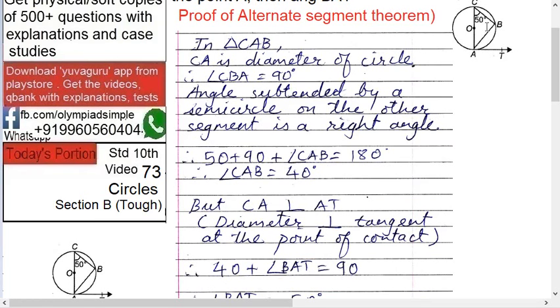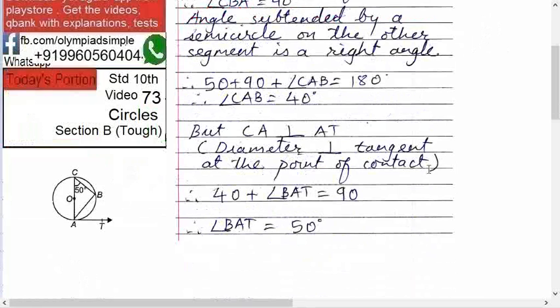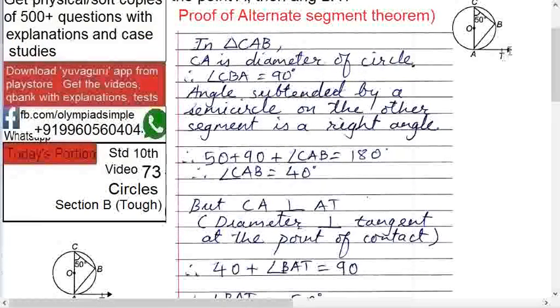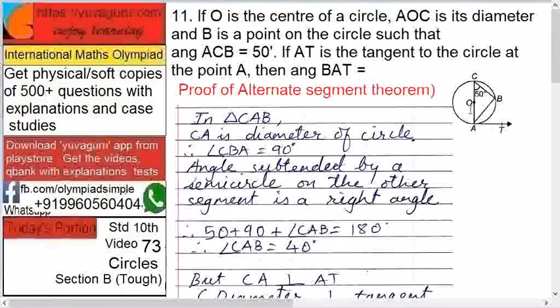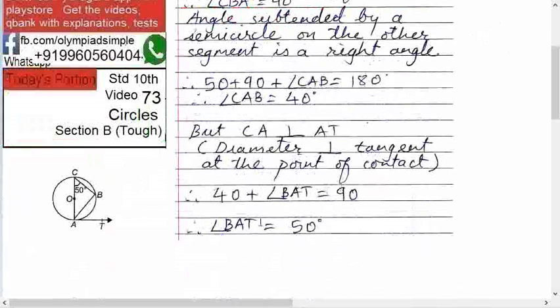Plus 90, 180. Okay. Now CAB, you know. Now CA is perpendicular to OA. Why? Diameter and radius. Diameter is always perpendicular to the radius. Therefore, 40 plus BAT equals 90. This 40, OAB, plus BAT equals 90. Therefore, BAT equals what? 90 minus 40, that is 50.